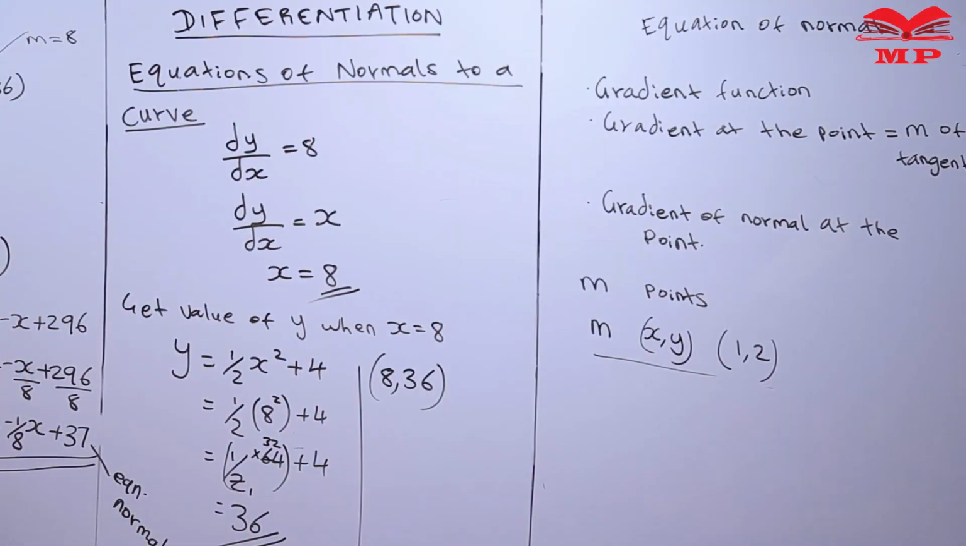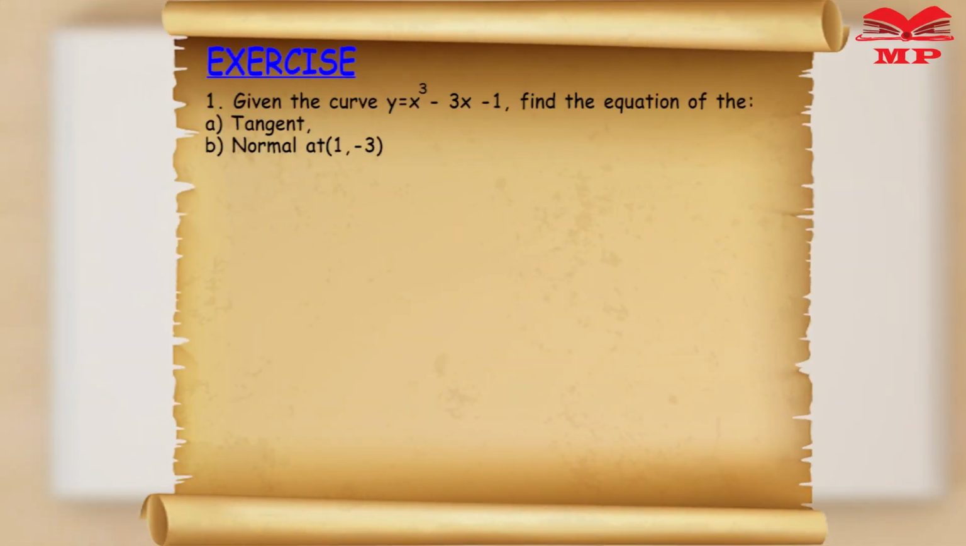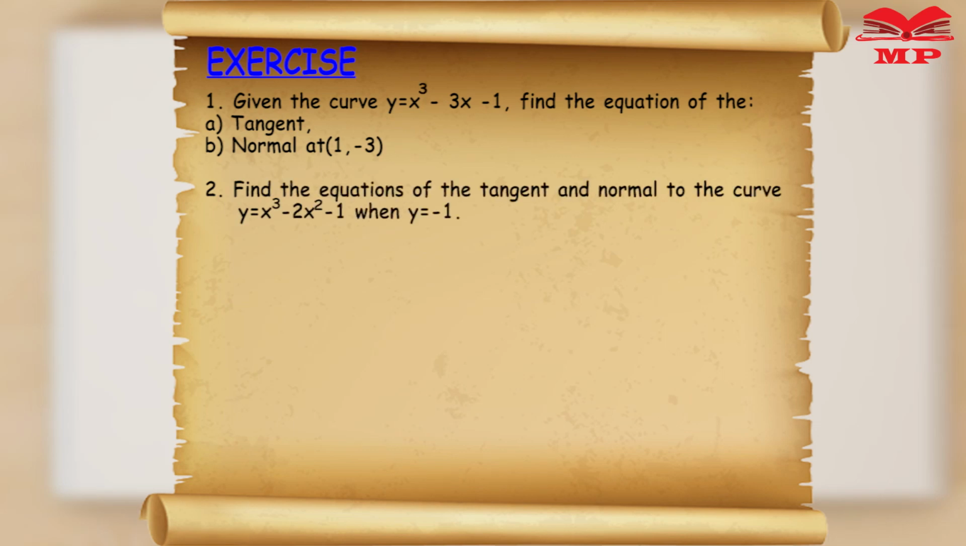So depending on the equation, you just ensure that you have this, and then you'll be able to calculate the equation of the normal. I would like you to do the following questions. Question number 1. Given the curve y is equal to x cubed minus 3x minus 1, find the equation of A, the tangent, B, the normal at the point (1, -3). Question number 2. Find the equation of the tangent and the normal to the curve y is equal to x cubed minus 2x squared minus 1 when y is equal to negative 1.